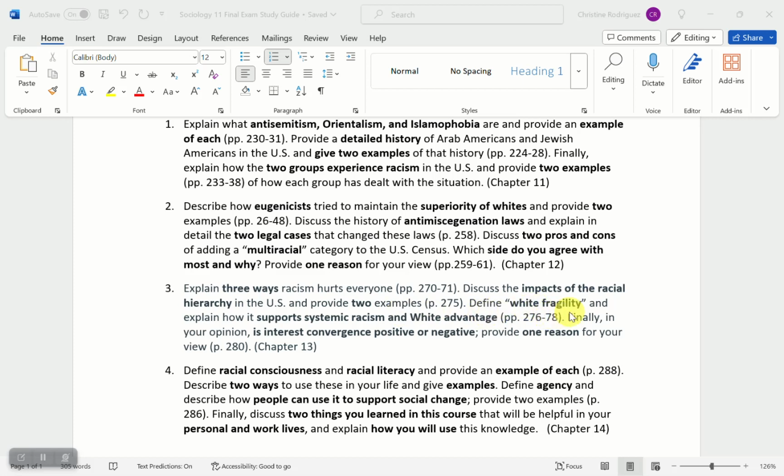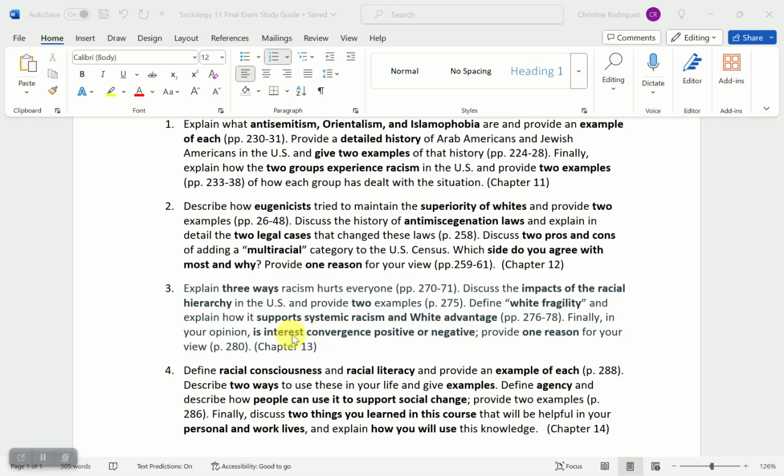Define white fragility, and explain how it supports systemic racism and white advantage. Okay, so a very good discussion about white fragility. There was also a very good video in the module for chapter 13 about white fragility, so you might want to review those things as well. And explain how the existence of white fragility supports systemic racism and white advantage. Okay, so make sure that you're giving examples here.